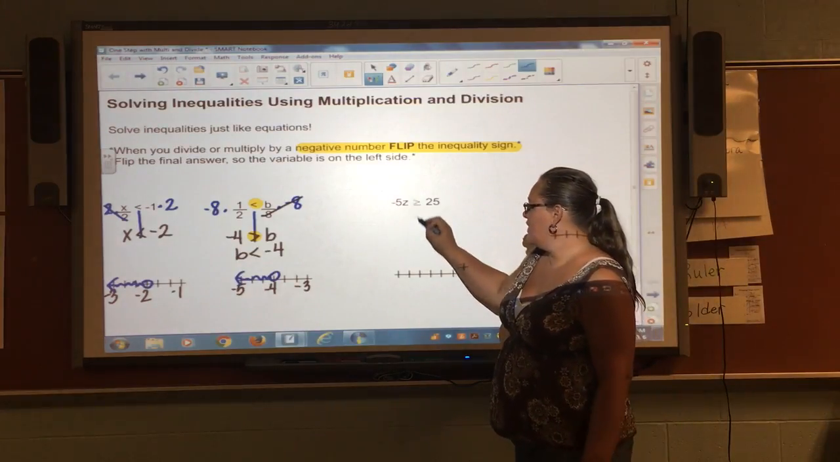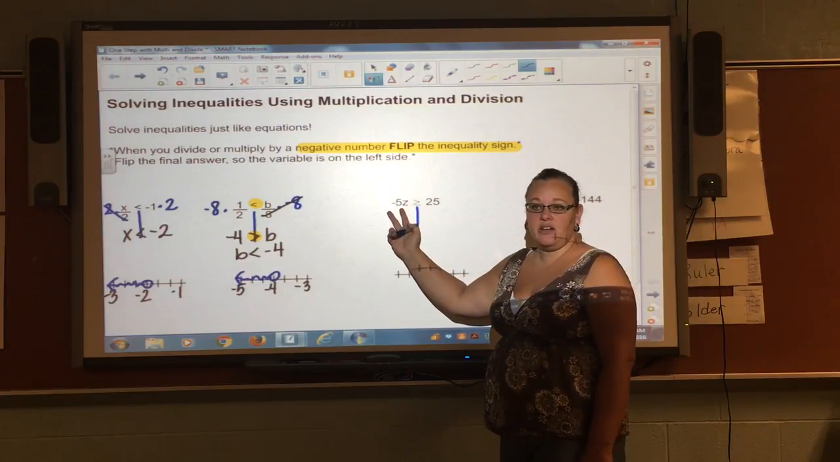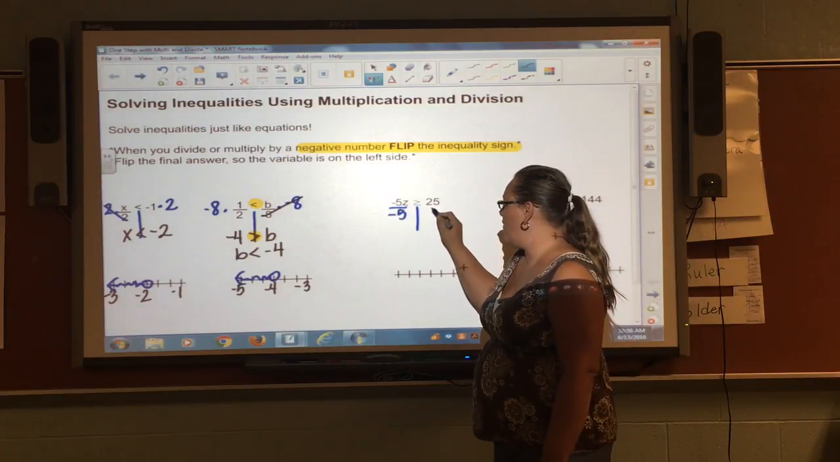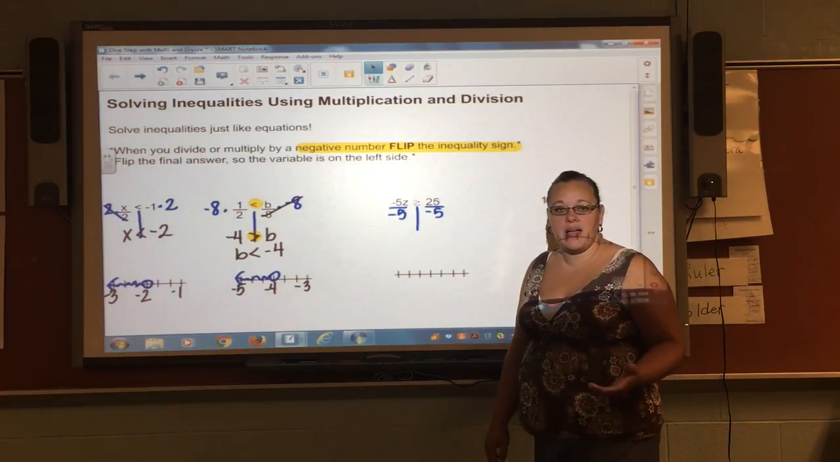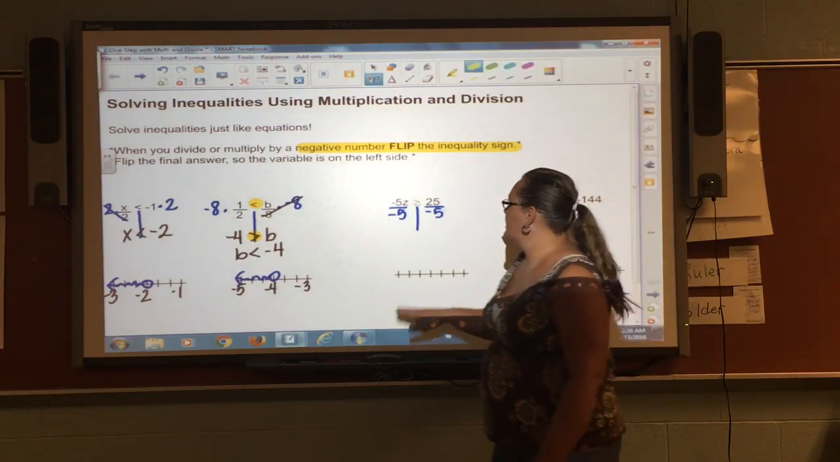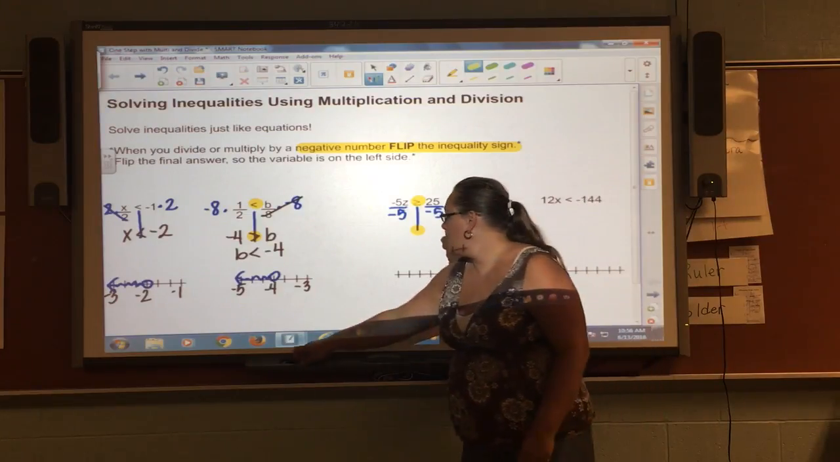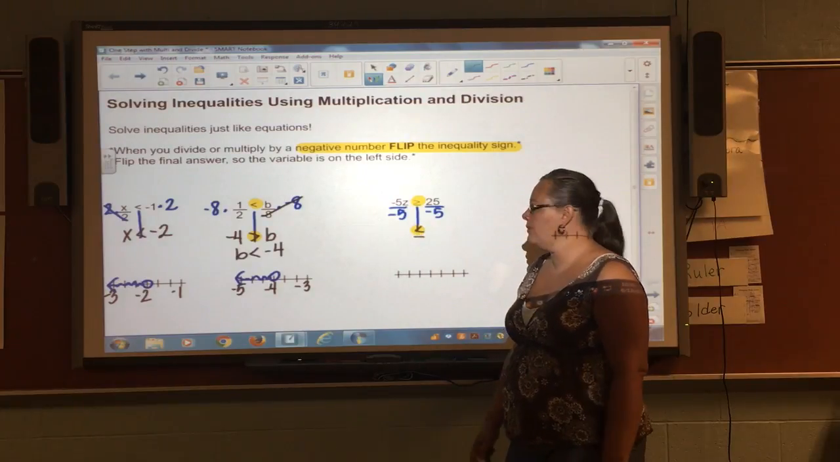So, here's our inequality sign. The z is over here. The opposite of multiplying is to divide by negative 5 on both sides. Did I divide or multiply by a negative? Yes. So this inequality sign has to flip. So instead of being greater than, it will be less than or equal to.